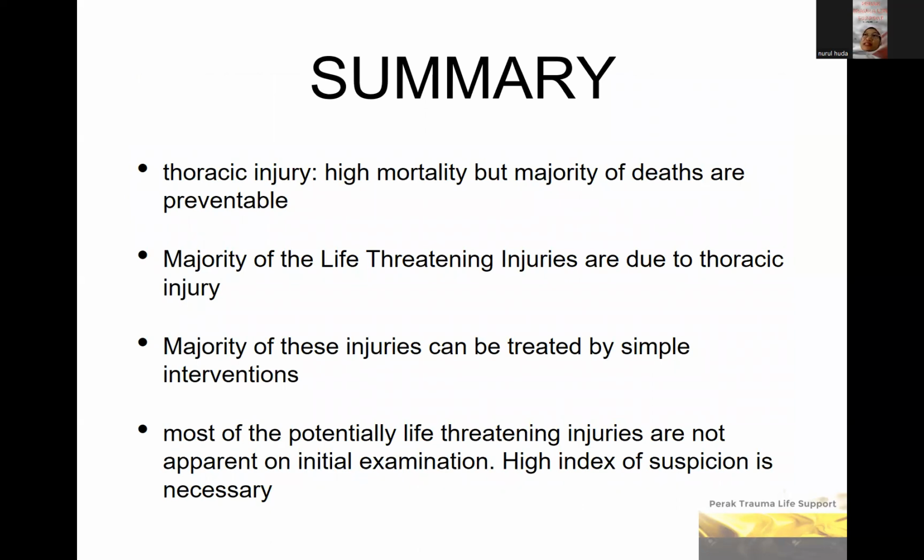So in summary, thoracic injury has a high mortality, but the majority of deaths are preventable. And the majority of the life-threatening injuries that we have discussed are due to thoracic injury, which is our mnemonic ATOM FC. And the majority of these injuries can be treated by simple interventions. Most of them will not need operative intervention. And always remember that most of the potentially life-threatening injuries are not apparent on the initial clinical examination. So a high index of suspicion is very necessary.